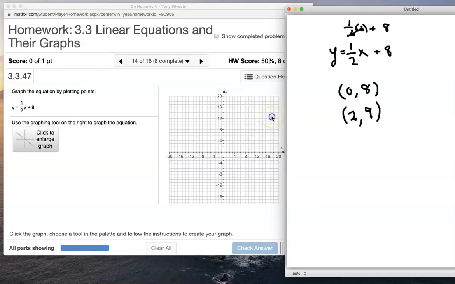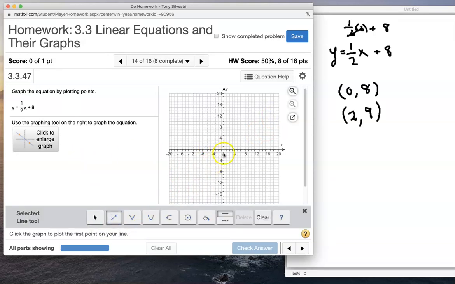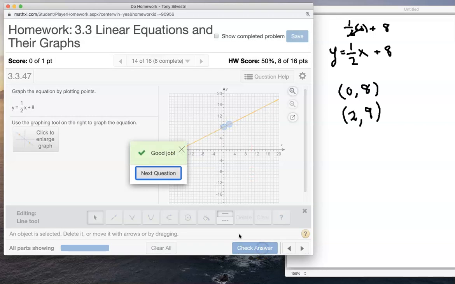Okay, let's plot them. Graph, line. Okay, 0, 8: 0 horizontal, 8 vertical. Then we've got 2, 9. Not 2, 0, 2, 9. That would be 2, 9. Boom. Check your answer. Good job.